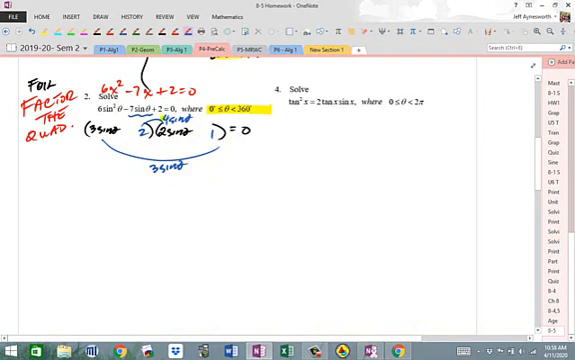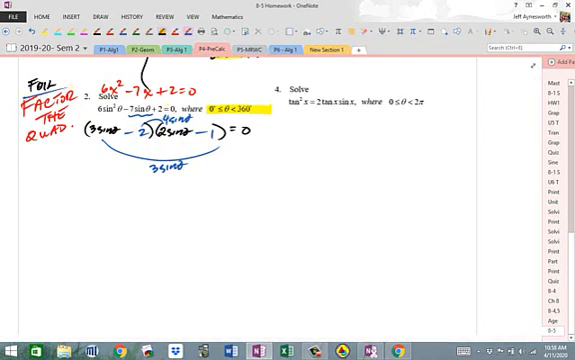3 plus 4 is 7, but I want a negative middle term here, so I need to make them both negative. And not only that, negative 2 times negative 1 is positive 2. So checking with FOIL or the distributive property works.